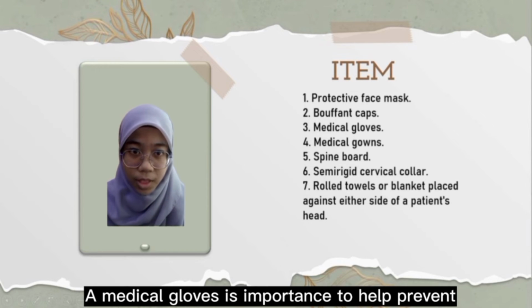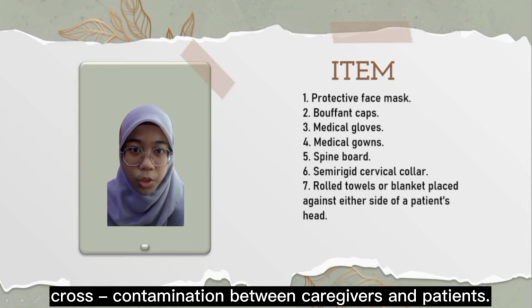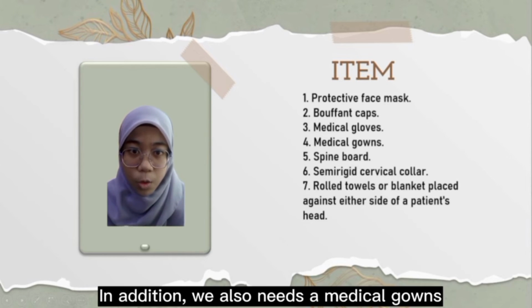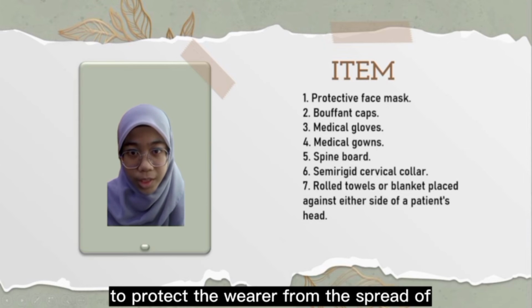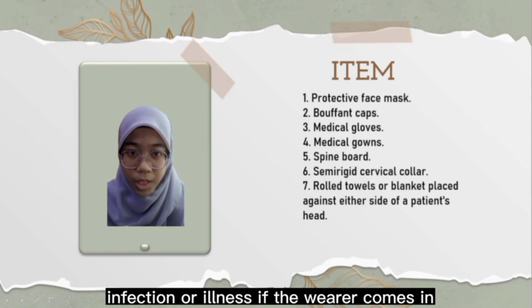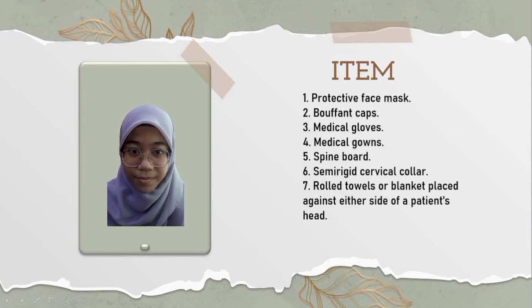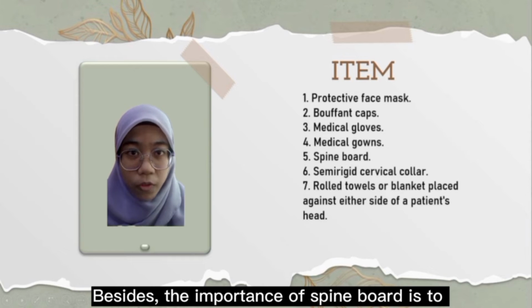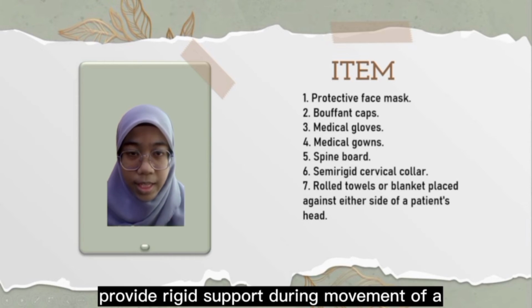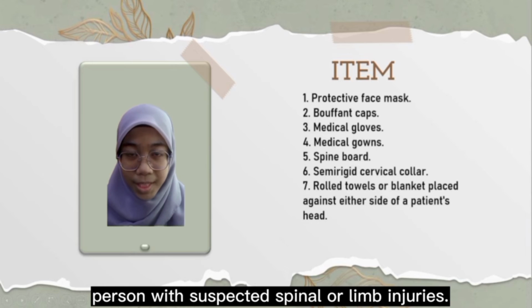Medical gloves are important to help prevent cross-contamination between caregivers and patients. In addition, we also need medical gowns to protect the wearer from the spread of infection or illness if the wearer comes in contact with potentially infectious liquid and solid material. Besides, the importance of a spine board is to provide rigid support during movement of a patient with suspected spinal or limb injuries.